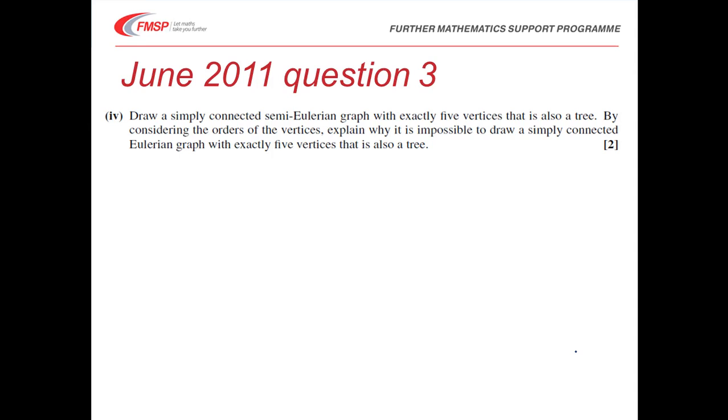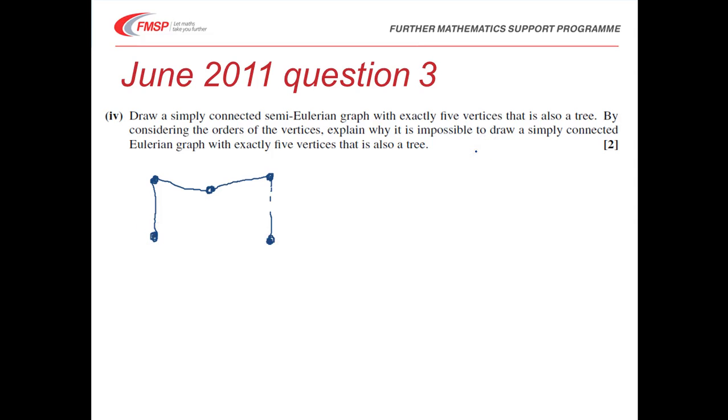In part 4, we're asked to draw a simply connected semi-Eulerian graph with 5 vertices that is also a tree. Now there will be different ways in which you can do it, but remember, if you've got 5 vertices and it's a tree, then you're only needing 4 arcs. So I'm going to put my 4 arcs in something like that. So that is a possibility. That is a tree.